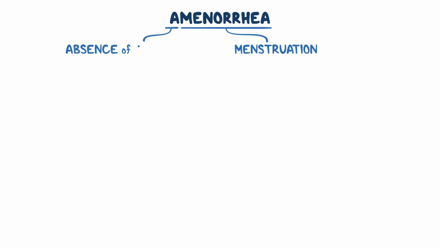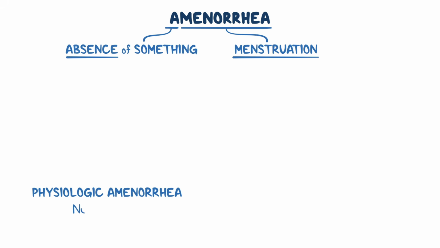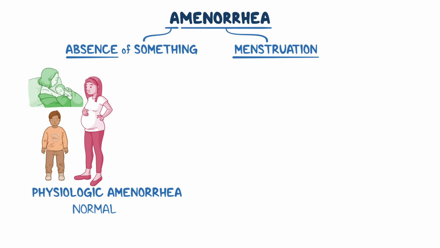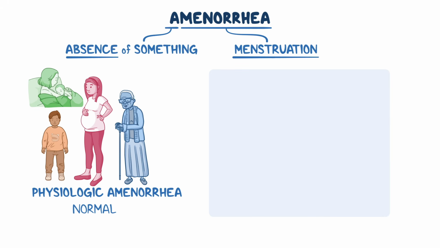In amenorrhea, menorrhea refers to menstrual bleeding, or simply menstruation, while A means the absence of something, so amenorrhea is the absence of menstruation. Now, physiologic amenorrhea is normal and occurs before puberty, during pregnancy and lactation, and after menopause. However, there are also pathologic causes of amenorrhea.